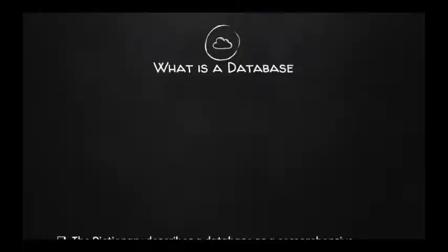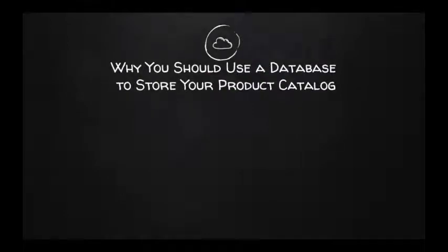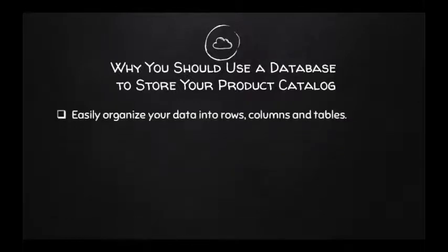So next we have databases. So database is essentially, from the dictionary, it describes a database as a comprehensive collection of related data organized for convenient access, generally in a computer. So why should we use a database for our product catalogs? Why, now that we've looked at all the file types, we've looked at fixed width, CSV, XLS, why do we want to use a database versus just a plain old file?